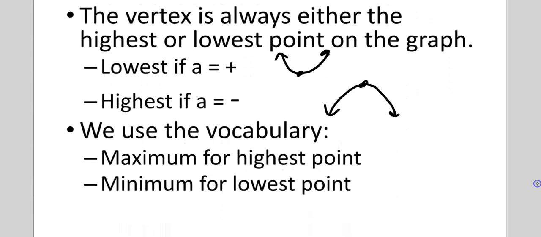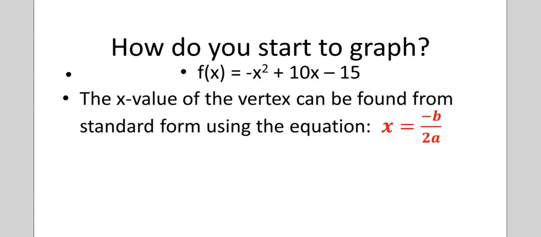So we use the vocabulary: the maximum is the highest point, and the minimum is the lowest point. Think about it like a ball bouncing off the floor or bouncing off the ceiling. So how do you start to graph? The x value of the vertex. Remember, a vertex is going to be a point, the highest or lowest point. It's going to have an x and a y.